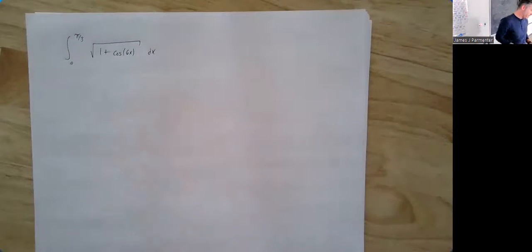So for this square root of 1 plus cosine of 6x, to me, this one never looks obvious, but you might see part of the trig identity for cosine squared.